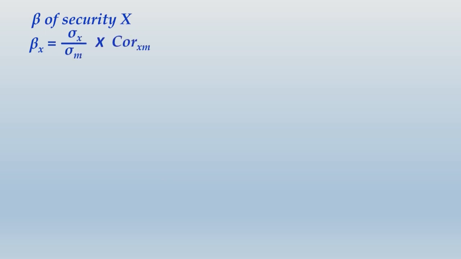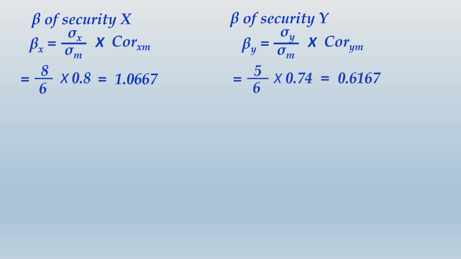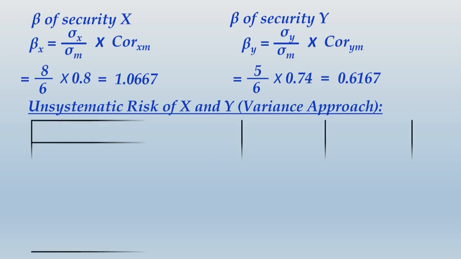Beta of X is sigma X by sigma M into correlation between X and M, and that will be 8 by 6 into 0.8. That gives you 1.0667. Likewise, you will calculate beta of security Y. Beta of Y will be sigma Y by sigma M into correlation between Y and M. That is 5 by 6 into 0.74. That gives you 0.6167.